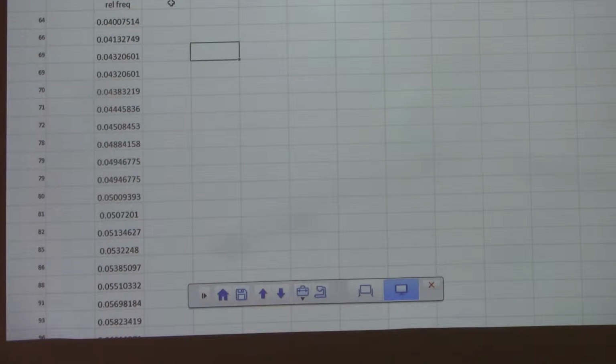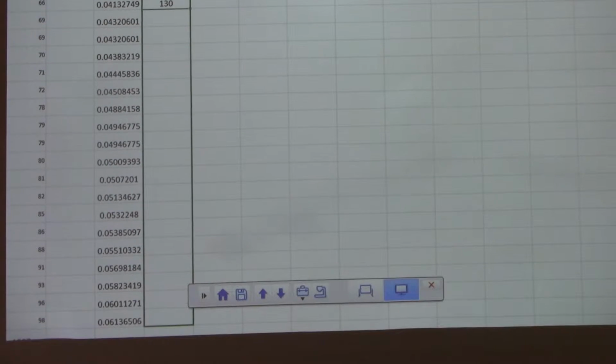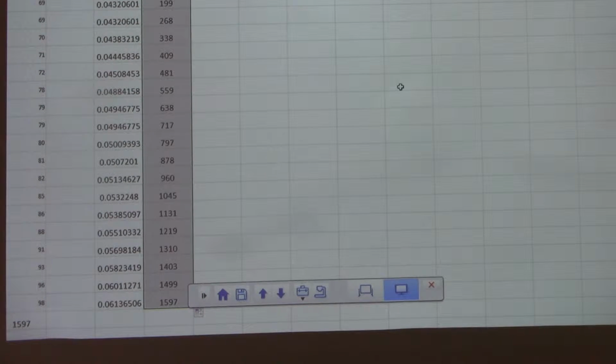Cumulative frequency is adding them up. I don't know if it asked you about cumulative. That's just adding all your relative. The first one is going to be the first one, 64, so I'm going to put equals 64 there. And then the next one is going to be equal to this number plus the next number, and so forth. And the last number should be equal to 1597. That's the cumulative frequency.